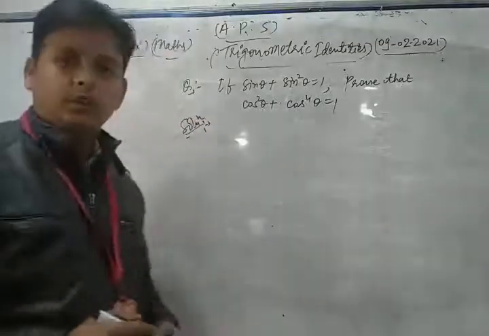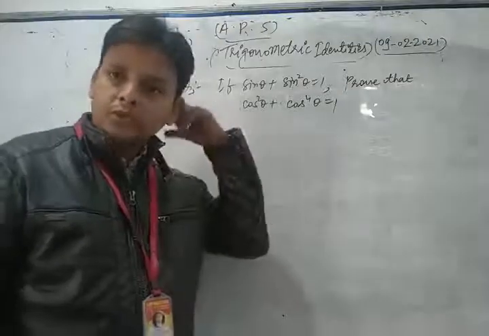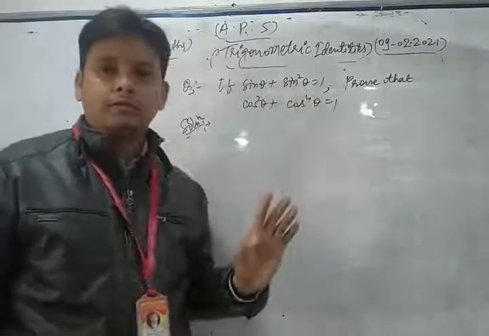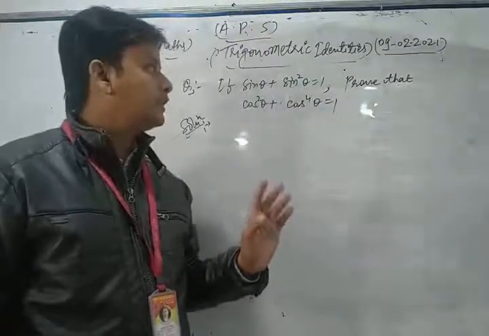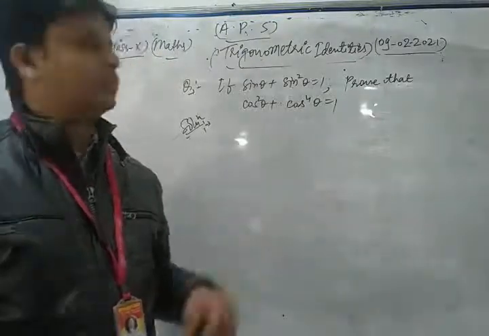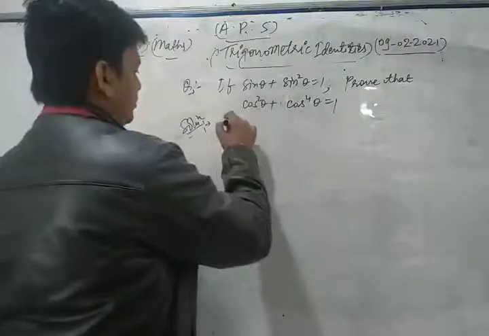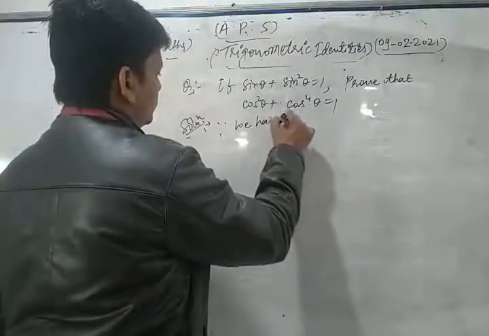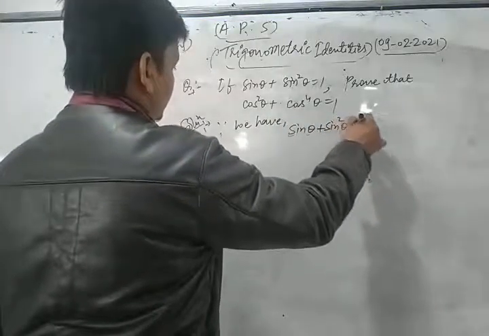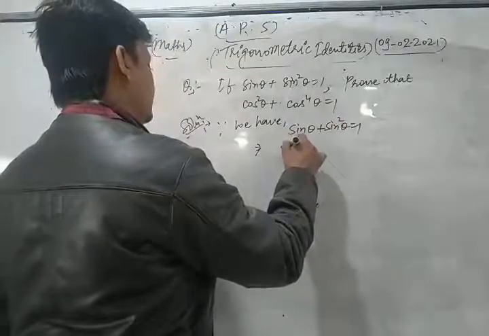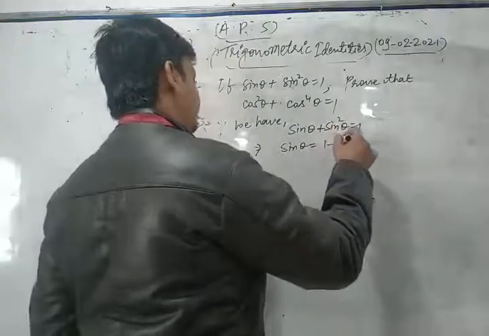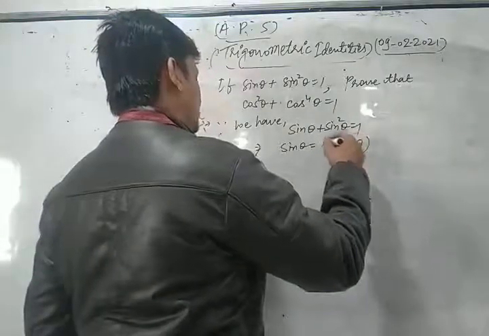Let's see its solution. Okay, dear student, this is the question here. If sin theta plus sin square theta is equal to 1, we have to show that cos square theta plus cos to the power 4 theta is equal to 1. So now let's see its solution. We have sin theta plus sin square theta is equal to 1. That is, sin theta is equal to, we transfer sin square theta to that side, so we get 1 minus sin square theta.